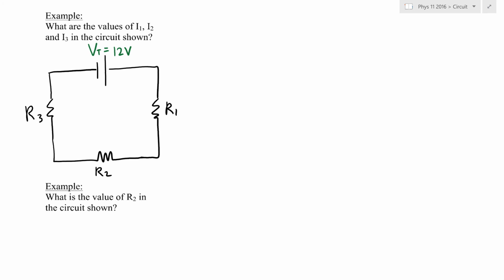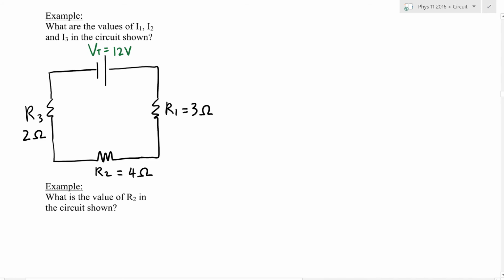And now, let's randomly give the resistors some actual values. So let's say resistor 1 is 3 ohms, resistor 2 is 4 ohms, and resistor 3 is 2 ohms. Okay, so that's the resistance.